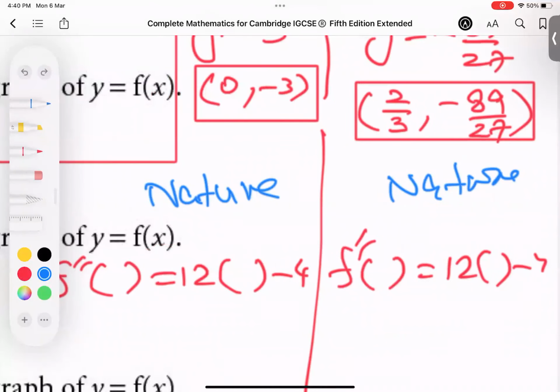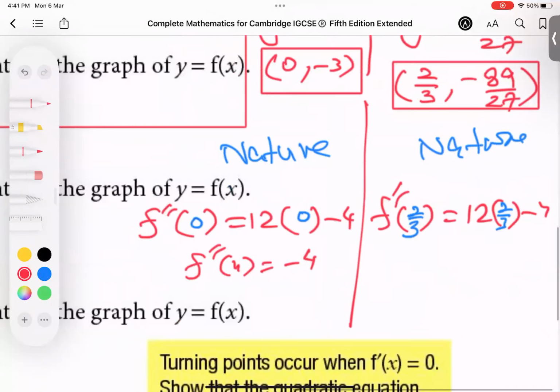So look, I'm doing it in a different color. And this 2 by 3 will come in both brackets. So 2 by 3 here and 2 by 3 here. So when I solve f double dash, I'm getting negative 4. This negative sign means point of maxima.